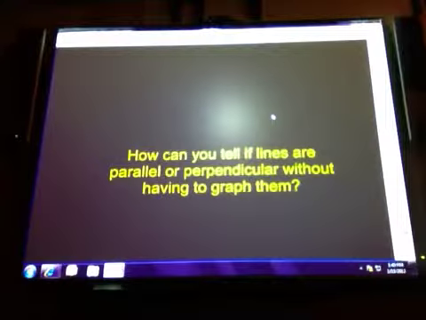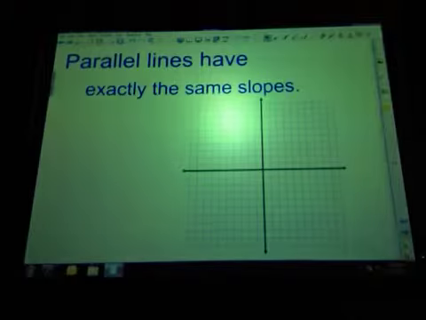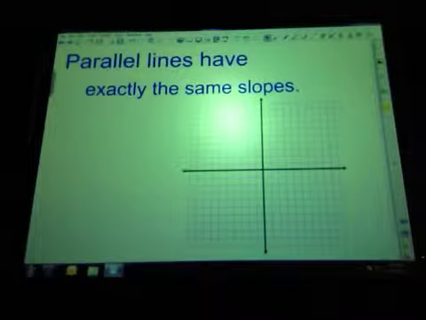How can you tell if lines are parallel or perpendicular without actually having to graph them? Parallel lines are going to have the same exact slopes.